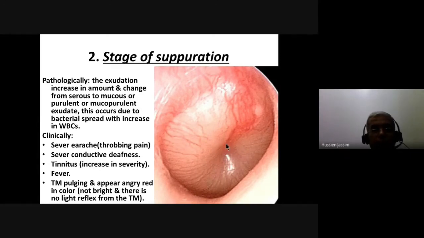And the patient in this stage will have severe earache. Here we will have sharp pain. This earache is sharp because of the pressure on the tympanic membrane, which is a very sensitive organ. Then the conductive deafness will increase, and the tinnitus increases in severity. Of course there are constitutional symptoms, fever, and on examination we will see this bulging tympanic membrane, angry red in color. It is not bright and there is no light reflex, as we can see.